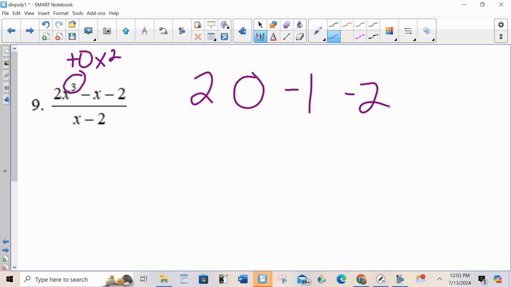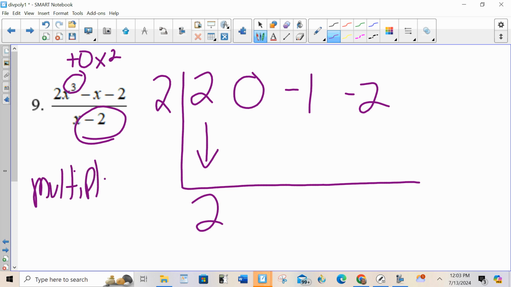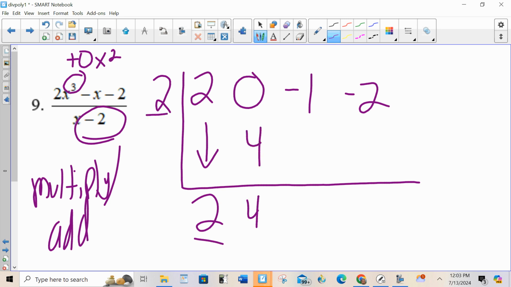Pay close attention to the signs. My capital L with a long bottom. The opposite of what I'm dividing by goes outside, so in this case, positive 2. First number comes down, multiply, add. 2 times 2 is 4, add. 0 and 4 is 4. Multiply, 4 and 2 is 8, add is 7. Multiply, 7 and 2 is 14, add is 12.